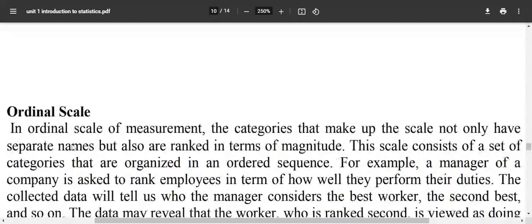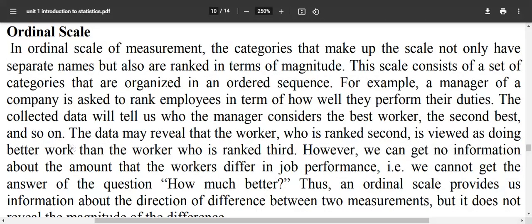Nominal scale में simple नाम से categorize किया जाता है, male female. इसकी हमने example study की. Second हम study कर रहे हैं ordinal scale. Ordinal scale of measurement, the categories that make up the scale not only have separate names but also are ranked in terms of magnitude. इसमें हम naming के साथ साथ उनको rank भी करते हैं magnitude के लिहाज से. This scale consists of a set of categories that are organized in an ordered sequence.